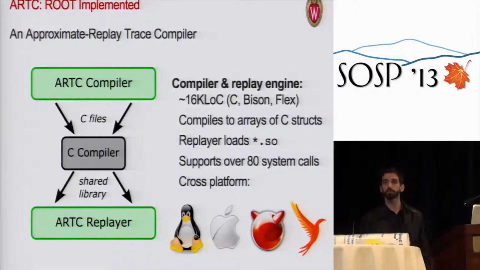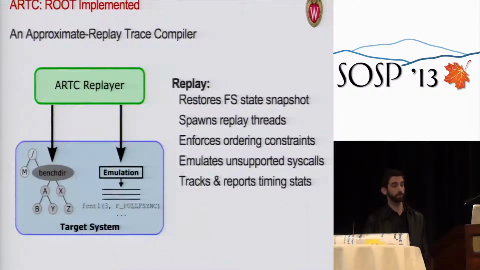The system supports a bit over 80 system calls. It runs on 4 different operating systems: Linux, Mac OS X, FreeBSD, and Illumos. And so when we go to replay on one of those systems, the replayer, as mentioned, loads that shared library compiled from the compiler's output. It restores the file system metadata snapshot that the compiler parsed initially, spawns one replay thread for each thread that appears in the original trace, and then lets those threads run while enforcing the necessary synchronization to apply the ordering rules to the replay.